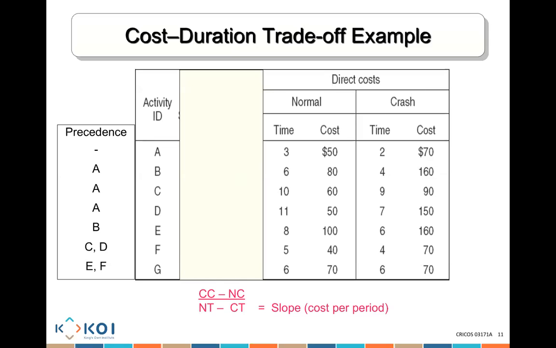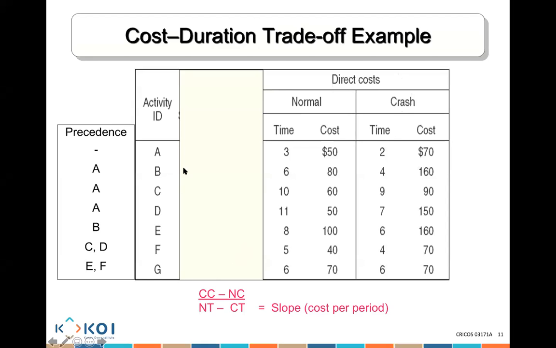How much is it going to cost me every time I try to reduce the duration? I need to use the formula at the bottom. What does it say? It says you need to do crash cost minus normal cost, divided by normal time minus crash time. Crash cost, normal cost, normal time, crash time. So how do I do it?